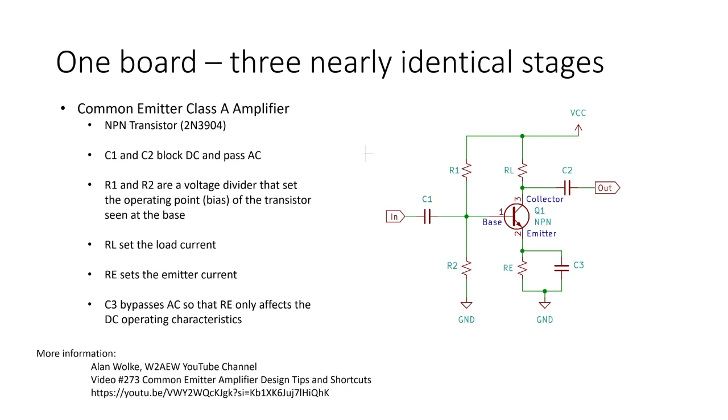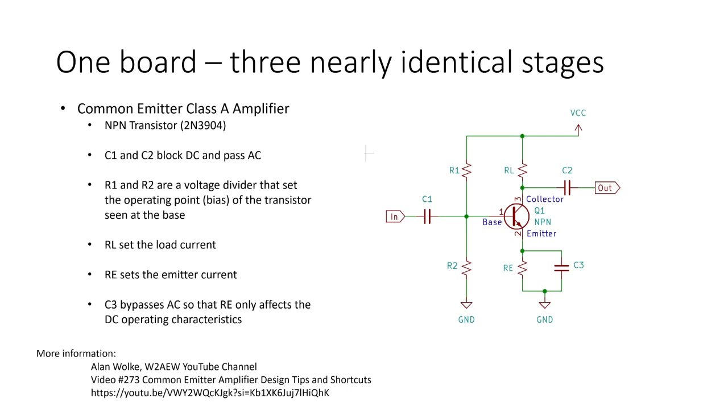R1 and R2 form a voltage divider that sets the voltage at the base of the transistor. This is known as the operating point, or the bias of the transistor. Simple voltage divider, and you can calculate what that voltage is going to be by using the voltage divider formula applied to the input voltage. RL is the load resistor that essentially sets the load current. That's going to be the output current of the transistor. And RE is the emitter resistor, and that sets the emitter current.